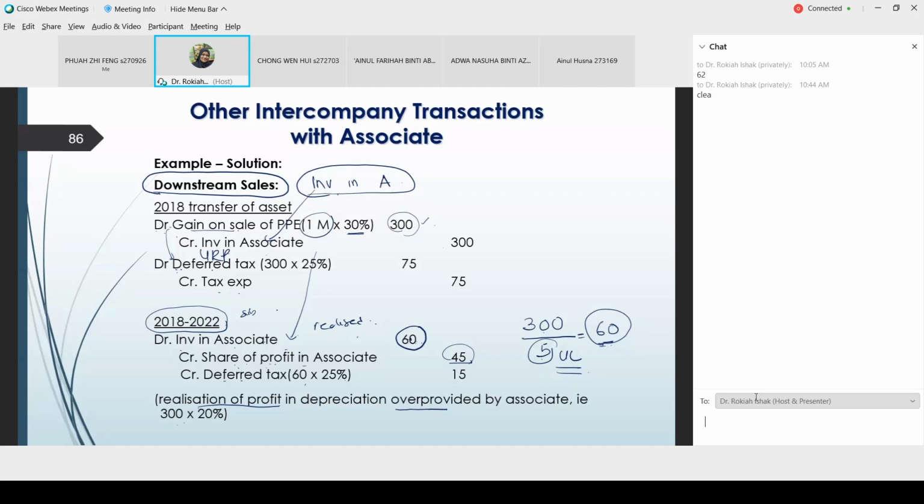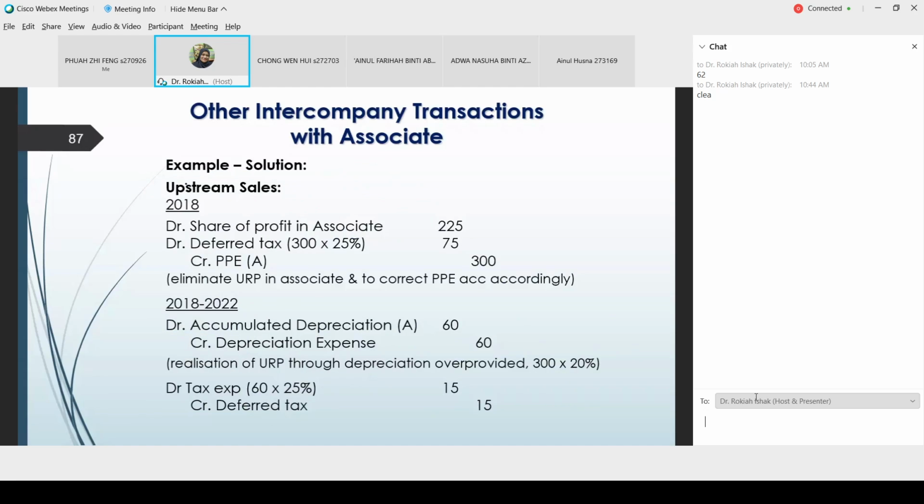This is a downstream sale. The account involved in a downstream sale is investment in associates. I just finished with the downstream sales; then for the upstream sale, you look at the difference. Now the upstream sale is a sale from B to A, so B is going to recognize the profit.